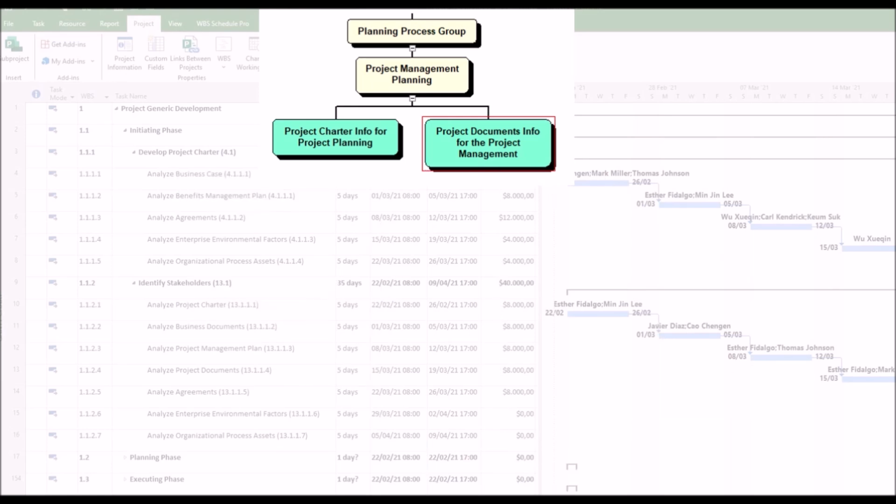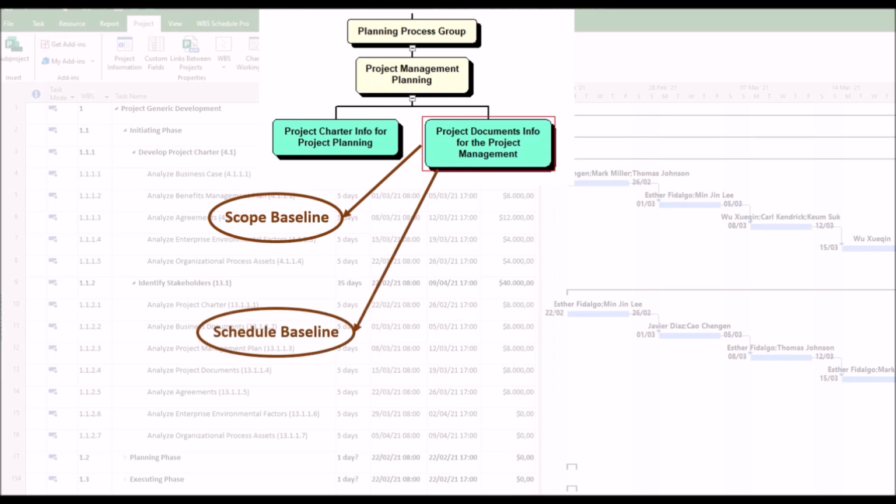Example of key outputs integrated into the project management plan. 1. Scope baseline. It defines project boundaries and deliverables. 2. Schedule baseline. It sets approved timeline for tracking progress. 3. Cost baseline. It establishes budget control limits.